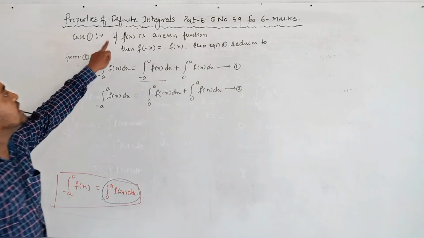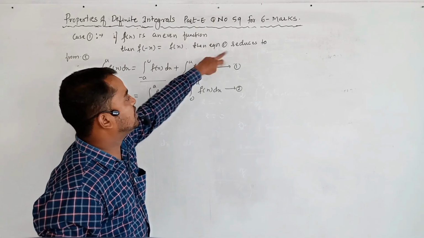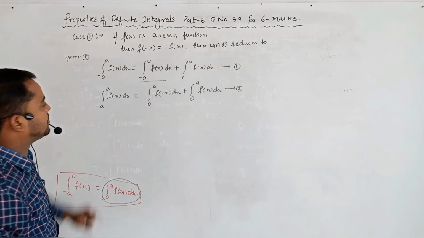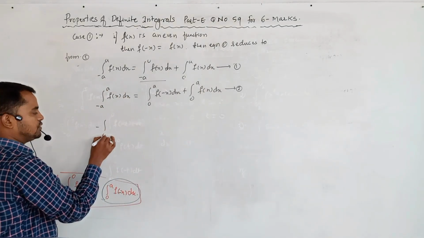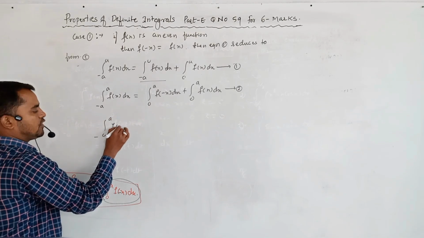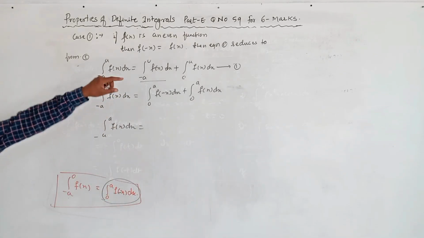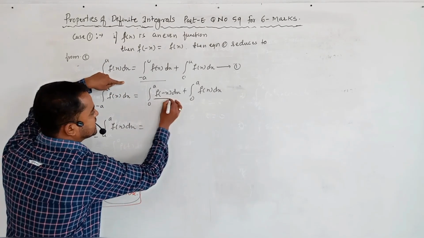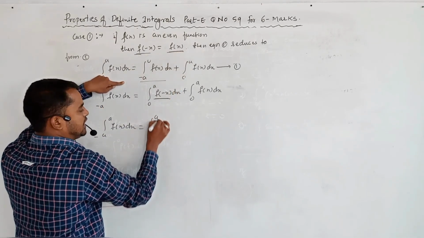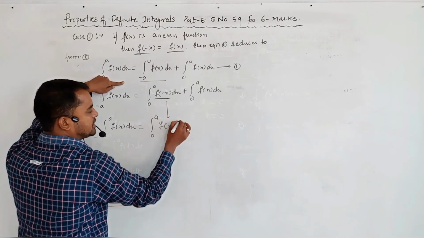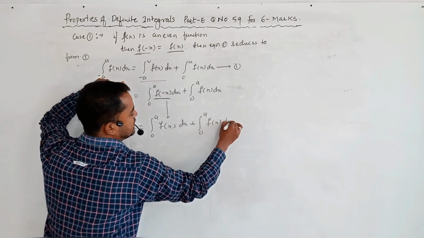See here, case 1: if f of x is an even function, then f of minus x is equal to f of x, and equation 1 reduces to the following. From equation 2, the integral from minus a to a of f of x dx is equal to the integral from 0 to a of f of x dx plus the integral from 0 to a of f of x dx.